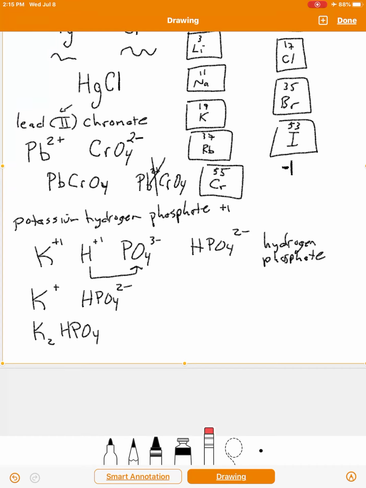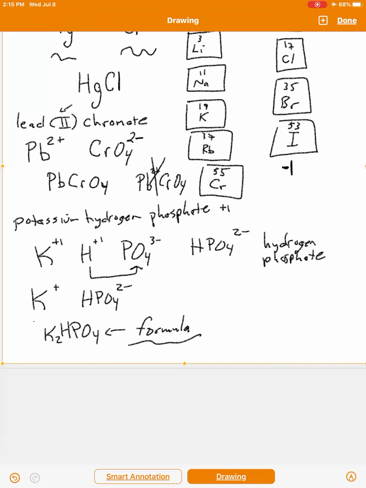This is all written together. I mean, I put some space there, but I don't want to mislead you into thinking that we write them separately. They're actually written right next to each other. K2 is one formula, potassium hydrogen phosphate. So how did I get the 2? What I did was I said, hey, this is -2, but this is only +1. So we need 2 of these to match the 2 there.